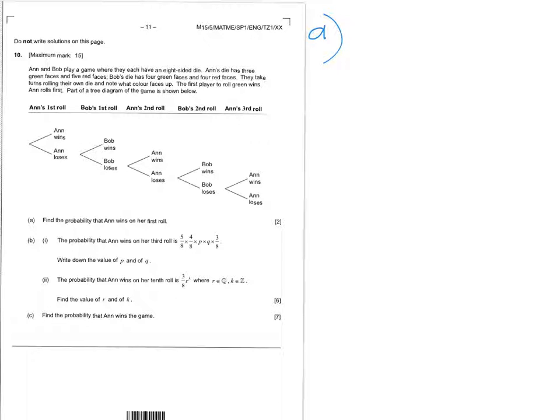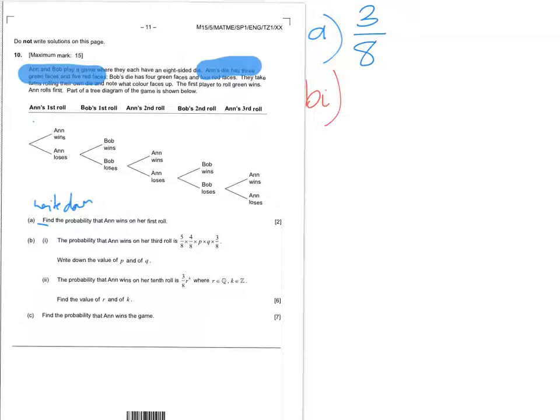And it says find, but this could easily have said write down, because all you have to do is take this information here: Anne's dice has 3 green faces, 5 red faces. The probability that Anne wins is the probability that she gets a green face, which is 3 out of 8. So that's that done.